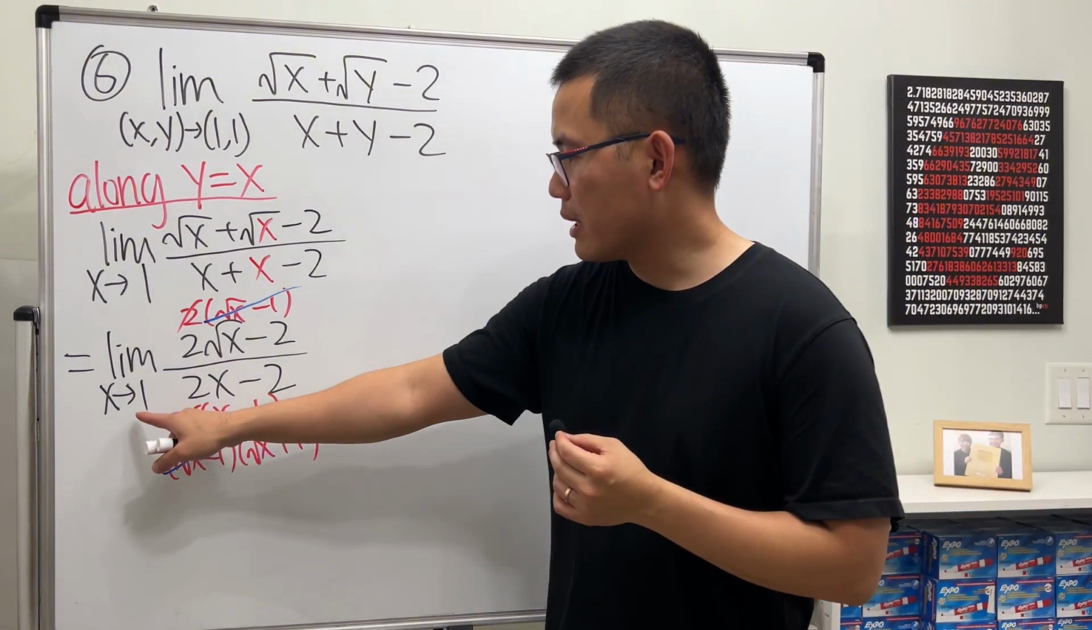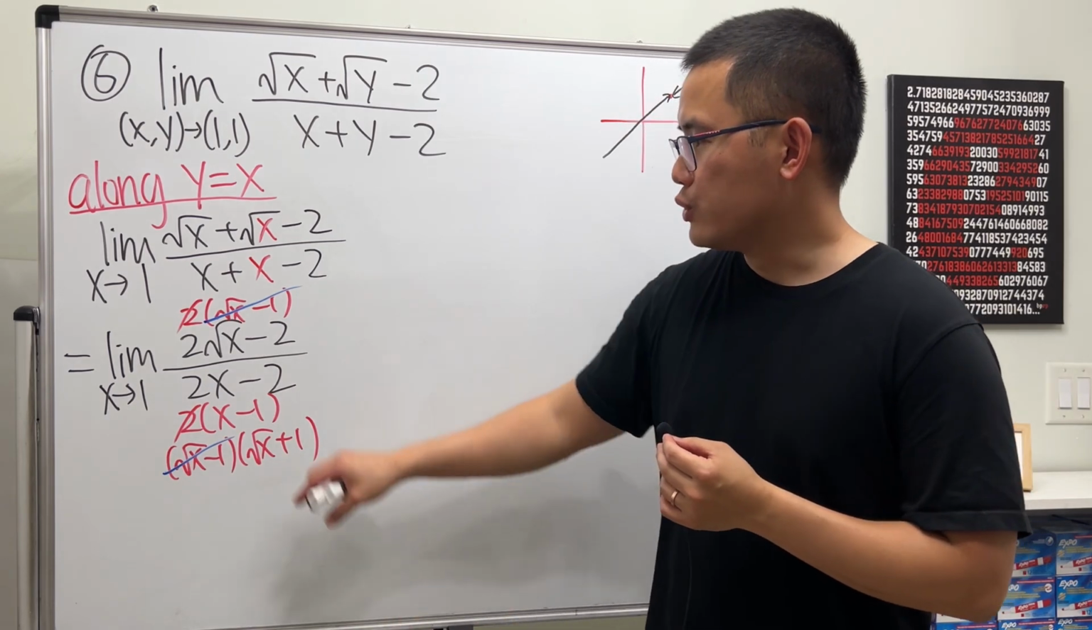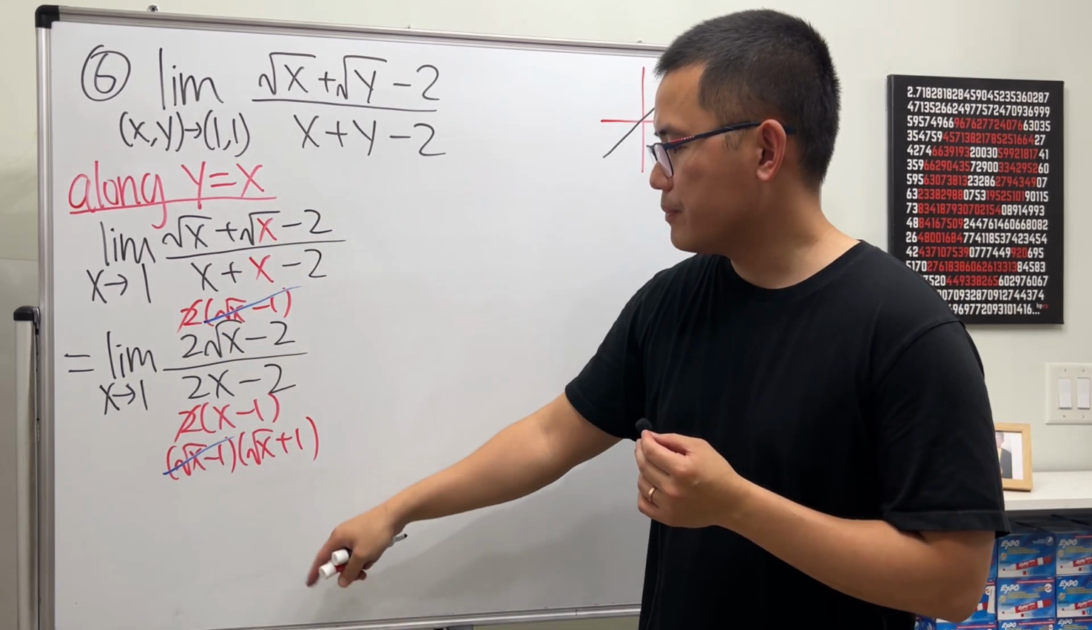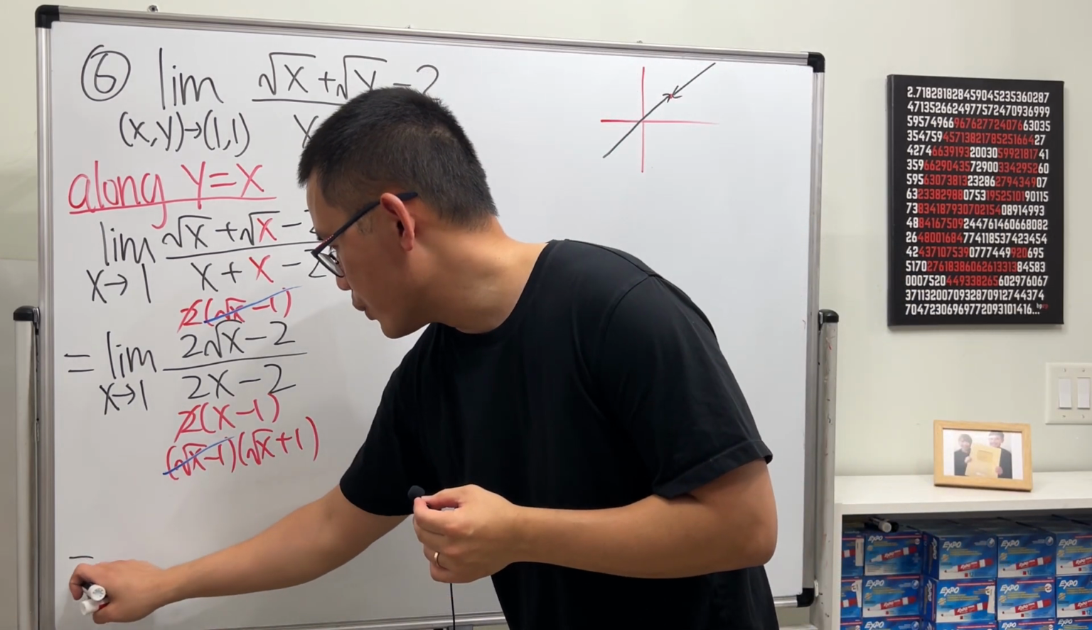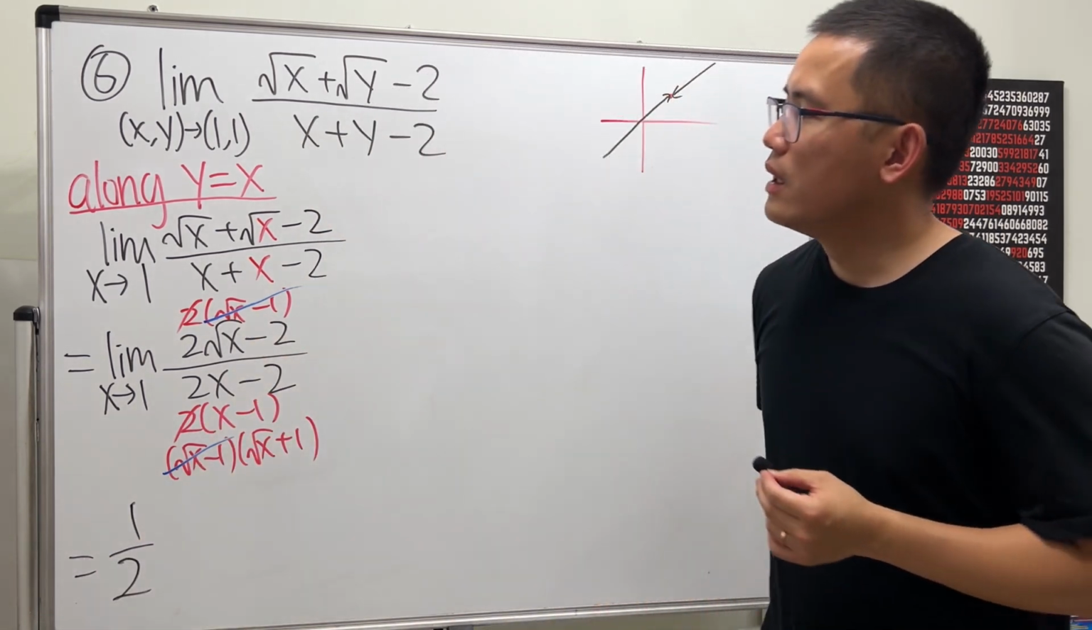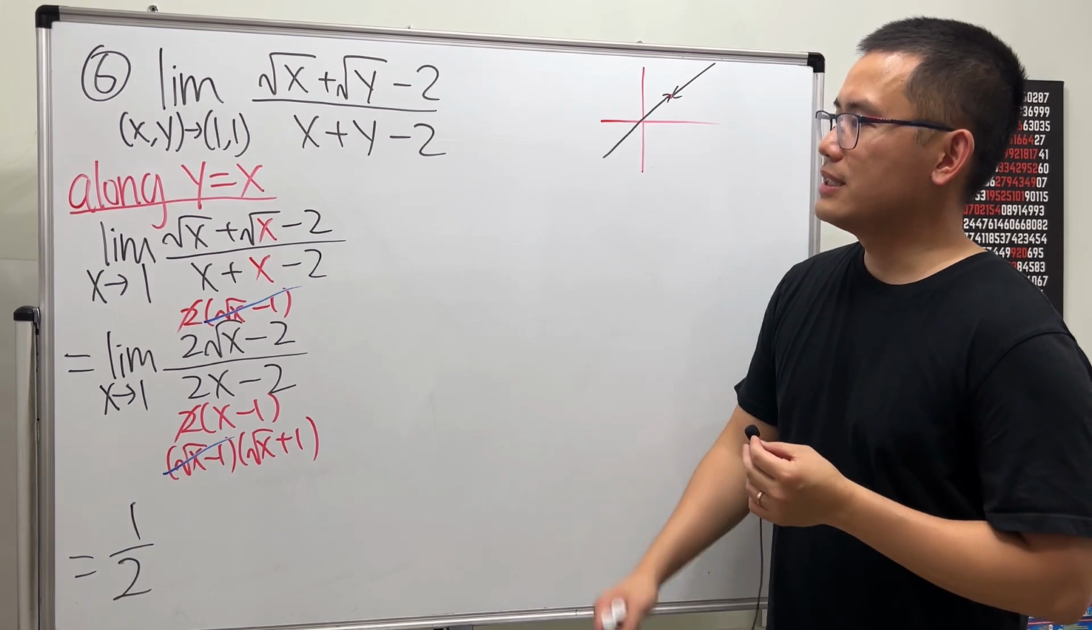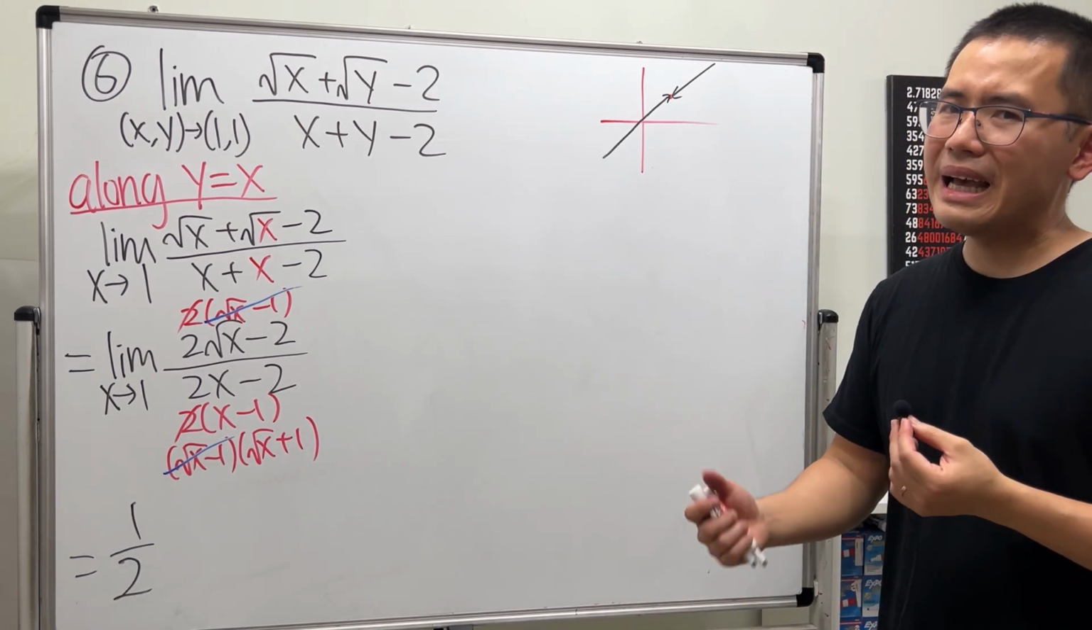Here, if you plug in 1, we just have 1 on the top over square root of 1 plus 1. So all in all, we get 1 over 2. All right, so that's good. But now, what other path can we do though?